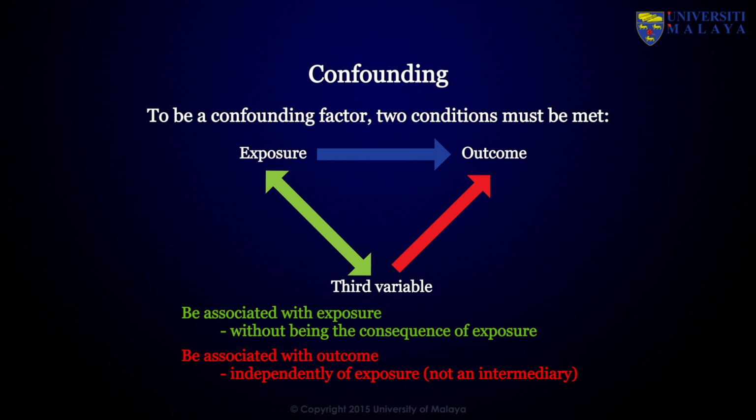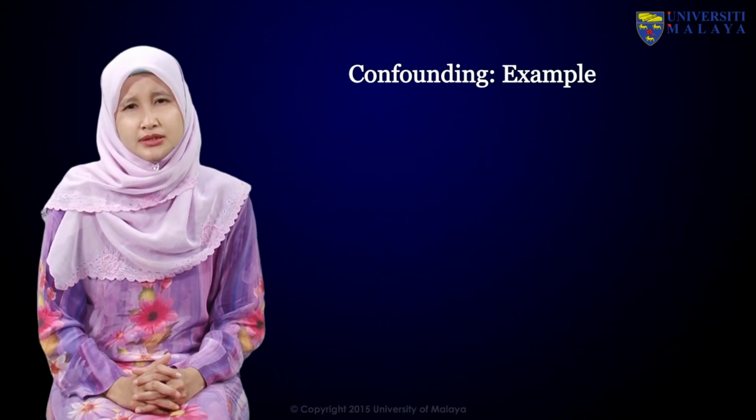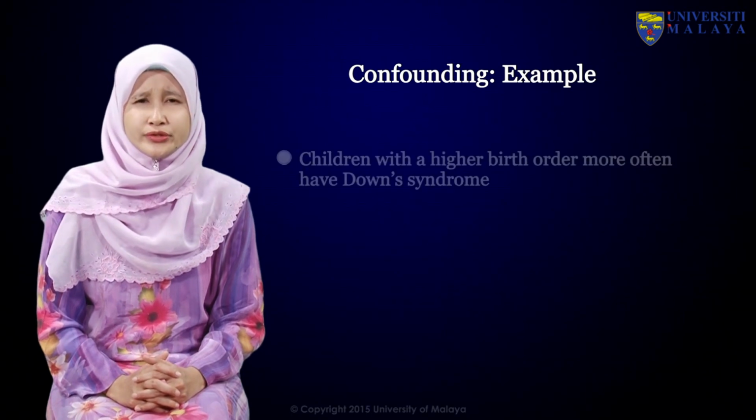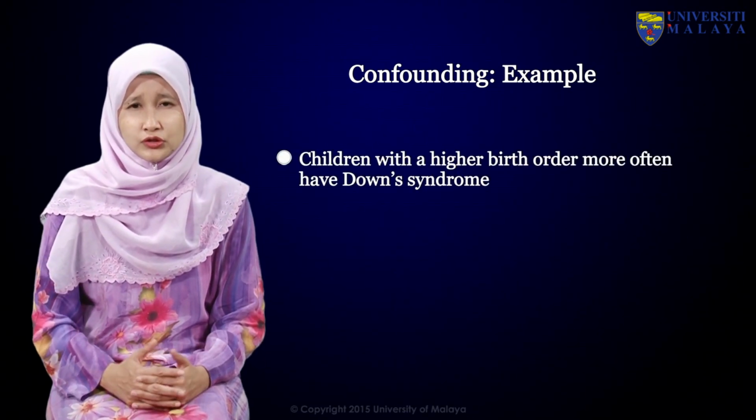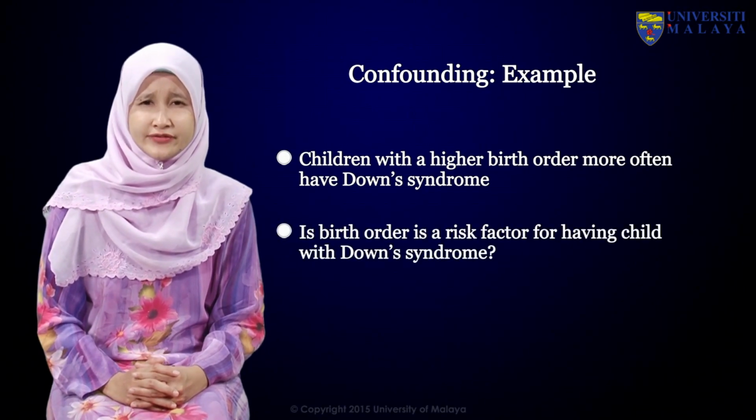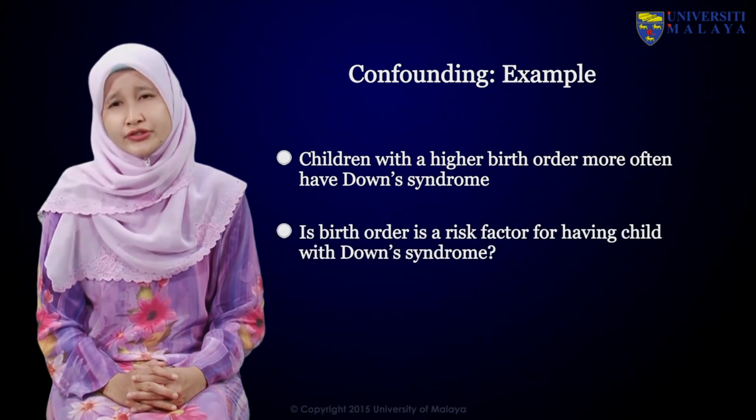If we look at the relationship between exposure, outcome and the third variable, confounding must be associated with exposure without being the consequence of exposure. And confounding must be associated with outcome independently of exposure, or not an intermediate. For example, if we want to know whether children with a higher birth order more often have Down syndrome or not, is birth order a risk factor for having a child with Down syndrome?